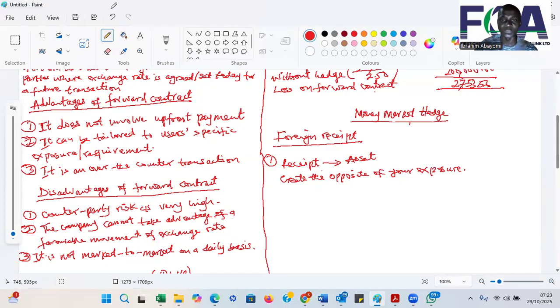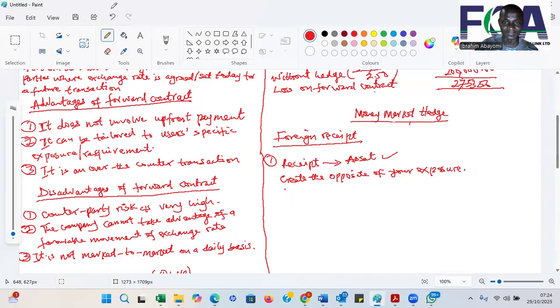Create the opposite of your exposure. What's my exposure? The exposure is that I have a foreign receipt that, when I collect it in that period, I will have to convert to Naira. So that's my exposure, and I have to create the opposite of that exposure. What's the opposite? Because it's a receipt, I will create a liability.